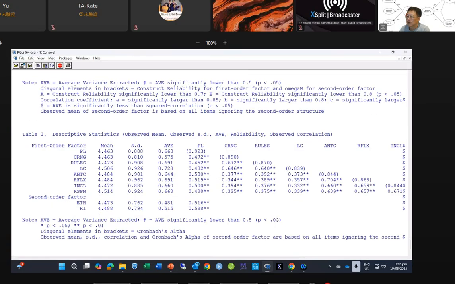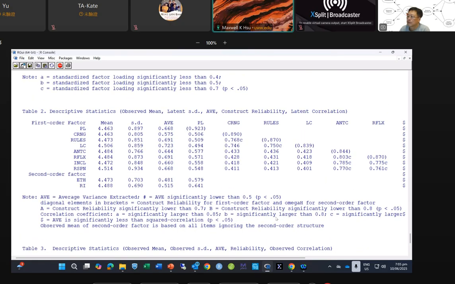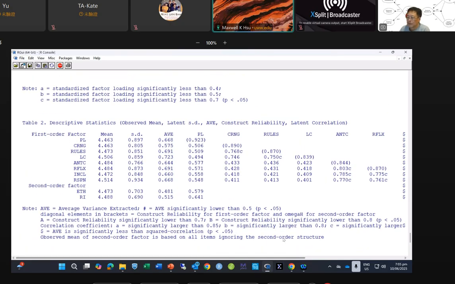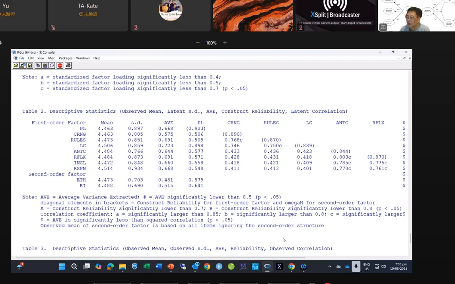I have a question. Yes. A question about table 2, the last note: the observed mean of the second order factor is based on all items, ignoring the second order structure. What does that mean? Okay. Again, this is talking about the mean. How can we calculate the mean of a second order factor? This is the mean of the dimensions. And the mean of the dimensions is the mean of the items. So it is basically the mean of all the items that create the dimensions.